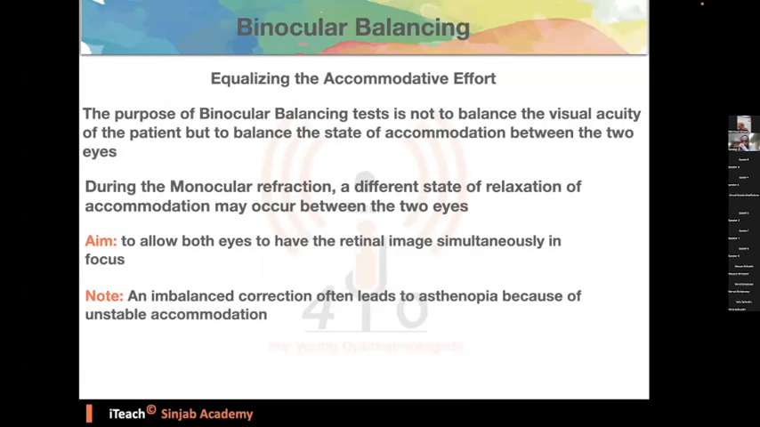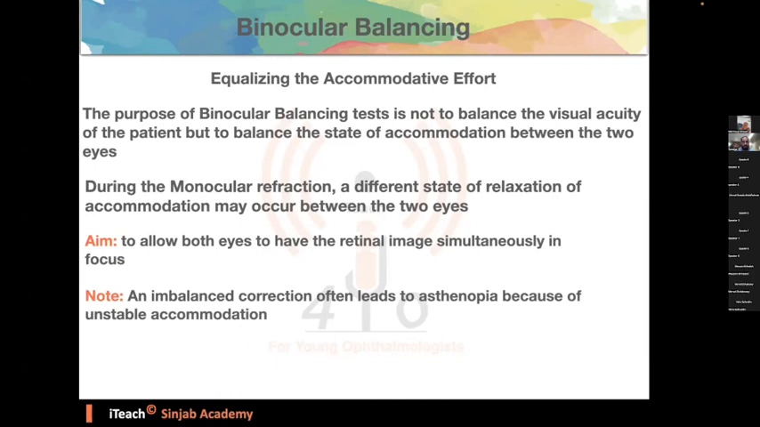Now, the last step is the binocular balance. And we mean that the purpose of the binocular balance is not to balance the visual acuity of the patient, but to balance the state of accommodation between the two eyes. During monocular refraction, different state of relaxation of accommodation may occur between the two eyes. So our aim is to allow both eyes to have retinal image simultaneously in focus.